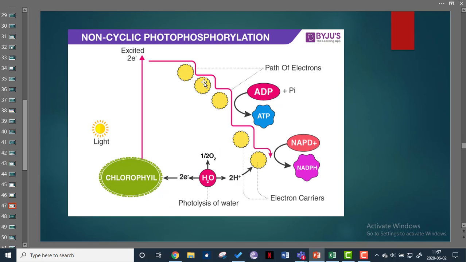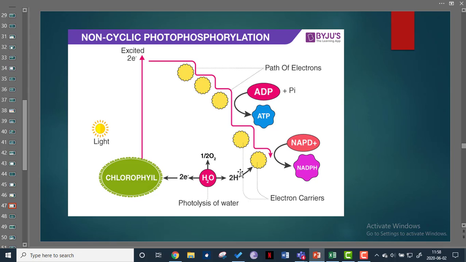If you look at non-cyclic photophosphorylation here, you realize that the electrons from the chlorophyll, once they get excited by the light energy that falls on them, are excited to high energy levels, and then they are passed from one electron carrier to another along the electron transport chain, losing the energy and synthesizing ATP. And when they move to lower energy states, they do not go back to the chlorophyll molecules. So they are not flowing in a circle.